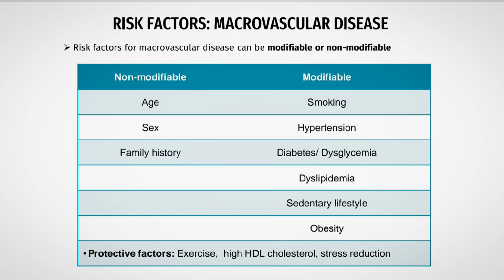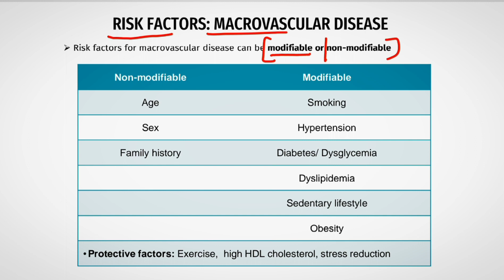So now let's discuss the risk factors for macrovascular diseases. As we have already discussed, macrovascular complications are multifactorial in nature. So the risk factors for these complications can be broadly divided into two categories: modifiable and non-modifiable risk factors. Modifiable risk factors are those which can be changed or modified, and non-modifiable are the factors which can't be modified or changed. When we see the non-modifiable risk factors of macrovascular diseases, it includes age.